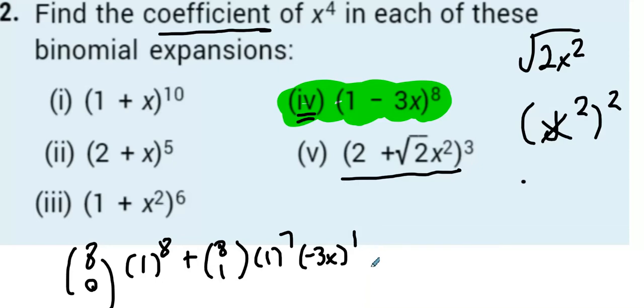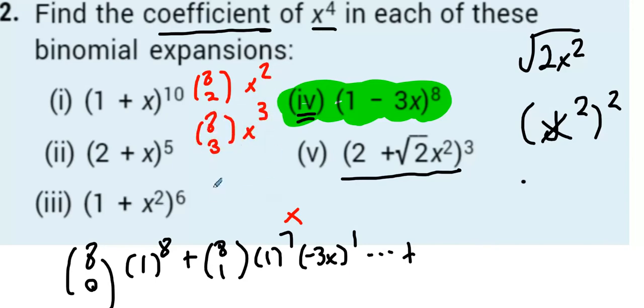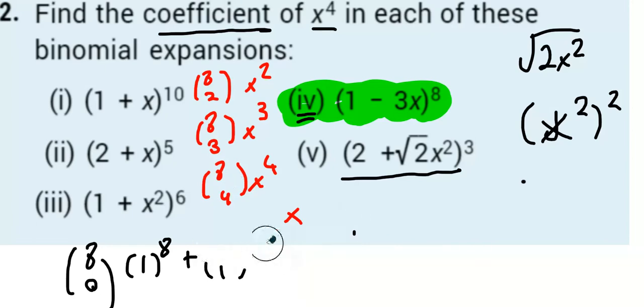And then I'm going to go, wait a minute. I really want it to be x to the power of 4, so I don't write it all out. Absolutely not. Way too lazy for that. So I go 8C2 will have x squared. 8C3 will have x cubed. And 8C4 will have x4. I'm only concerned with the 8C4 one. Is that okay? So I just rub all these out.